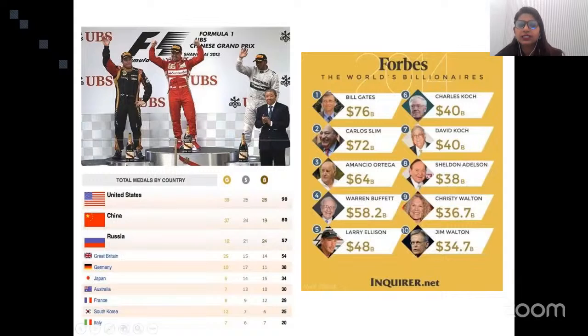This is the Forbes list, all right? So 1 is for Bill Gates, second is for the next person, and so on. This is the ranking, right?